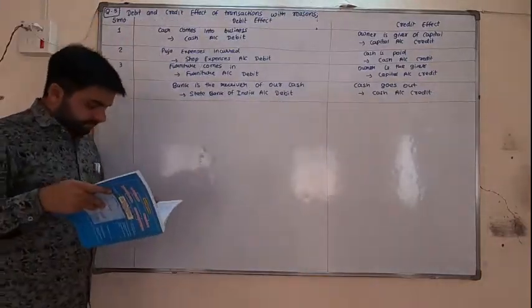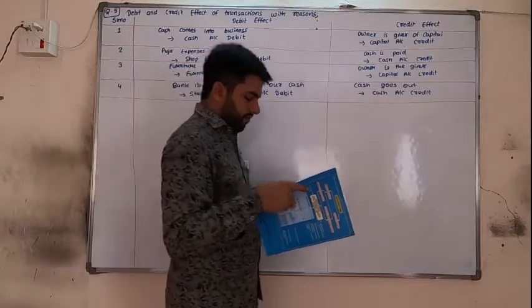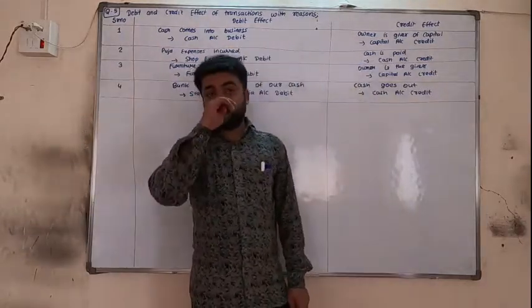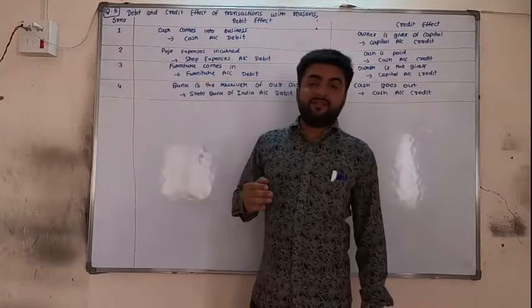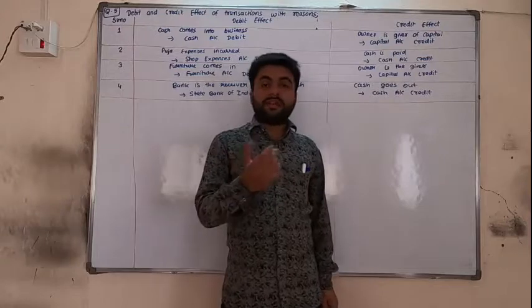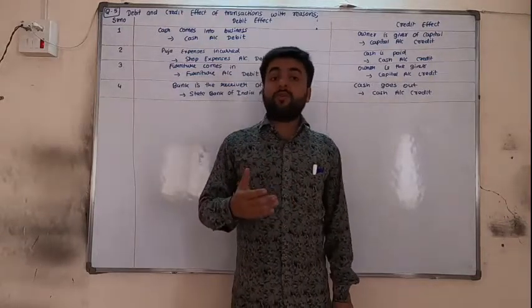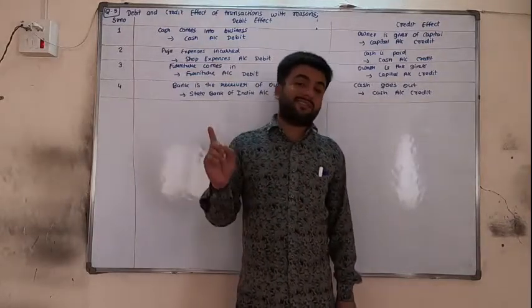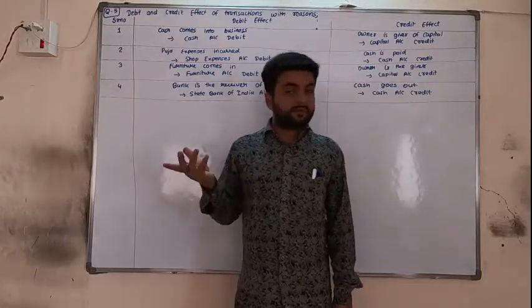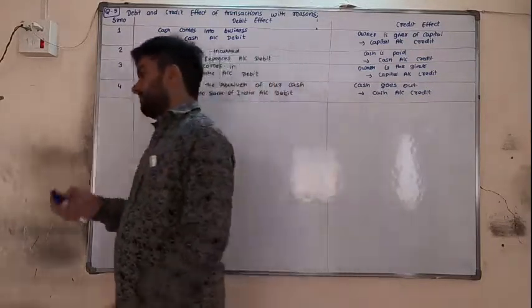Next, obtained a loan of 30,000 from wife. Yesterday we were obtaining the loan from Jaslin. So whenever we are taking the loan, we are getting cash. So cash is coming in, cash should be debited. Moreover, who is the giver of the loan? Yesterday, Jaslin. So, Jaslin's loan. Today, our wife is the giver. So, wife's loan. Okay? Yes.